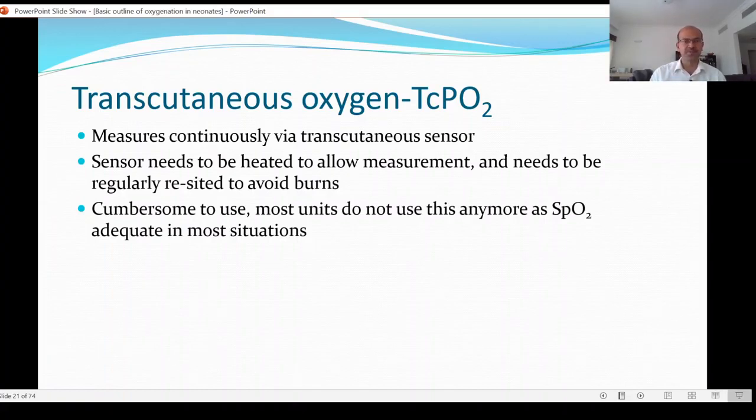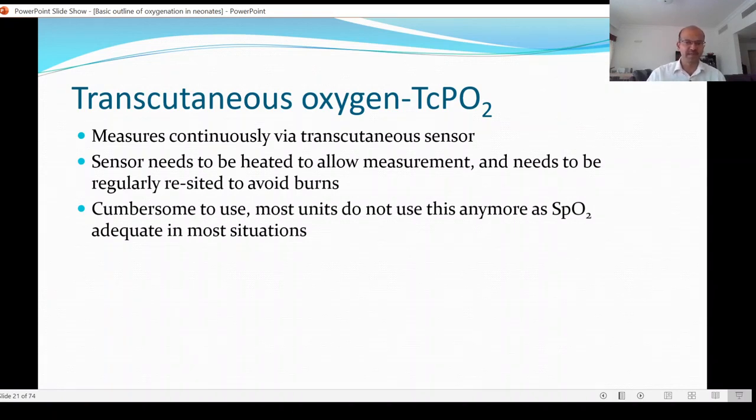It's cumbersome to use, and most units do not use this anymore as saturation is adequate in most situations. We do have it in our unit, and we specifically use it for situations where we don't have an arterial line and we need PaO2 measurements. So it does help you to titrate without doing many more blood gases. And when we don't have an arterial line, the venous or capillary blood gas samples do not give you an adequate representation of the PaO2. So you use it as a guide for the pH and the carbon dioxide, but you don't use the PaO2 on those samples anymore.